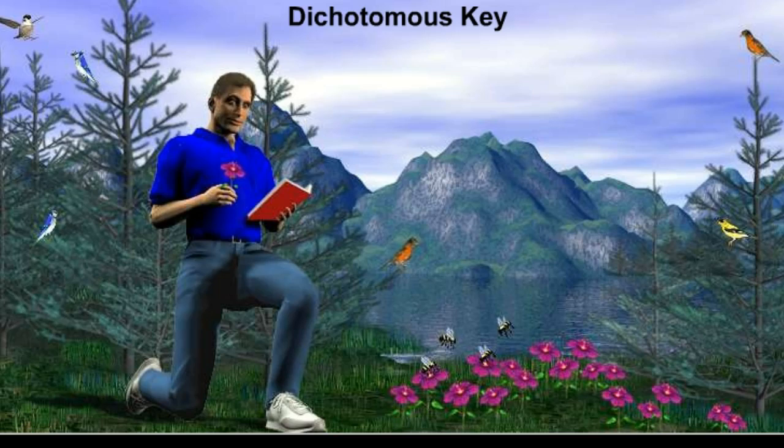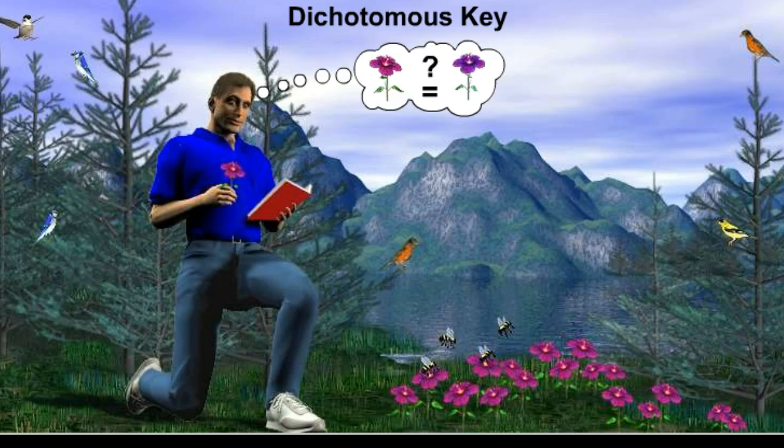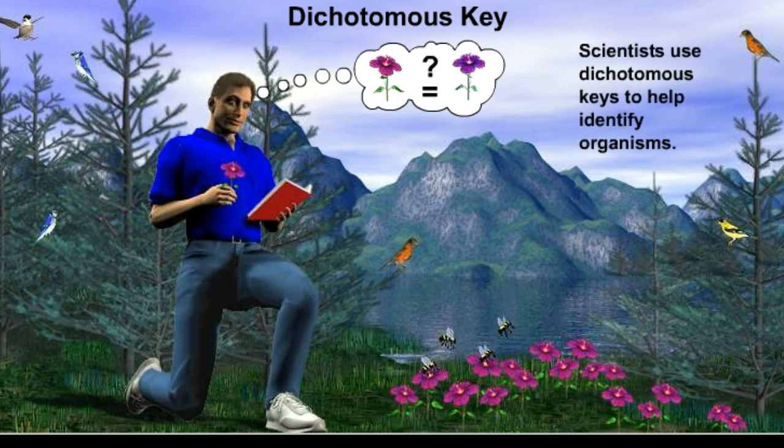You now know how and why organisms are classified. Now you will see how scientists find out if 2 organisms are the same or different. Many scientists use what is known as a dichotomous key for identifying organisms. You can use dichotomous keys to identify trees, insects, birds, wildflowers, or anything else that has been classified.